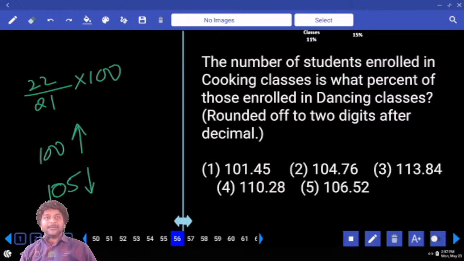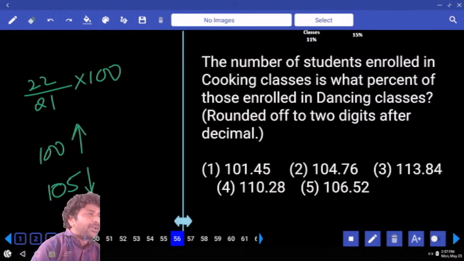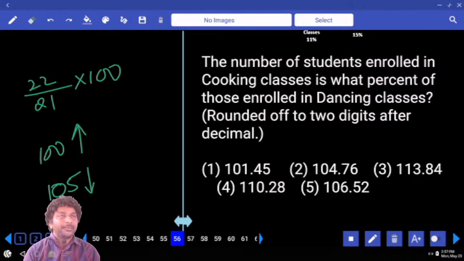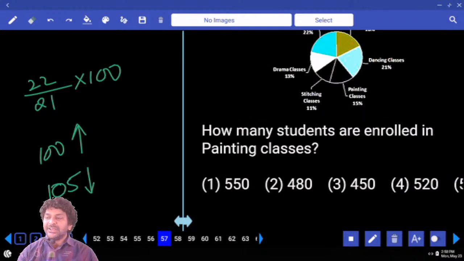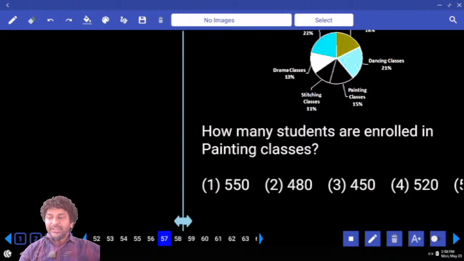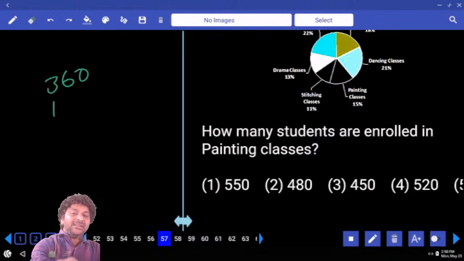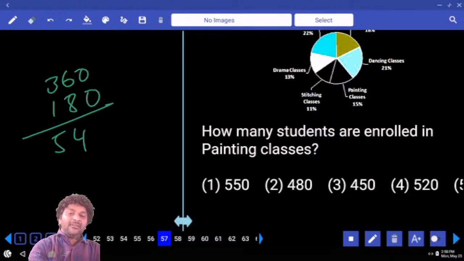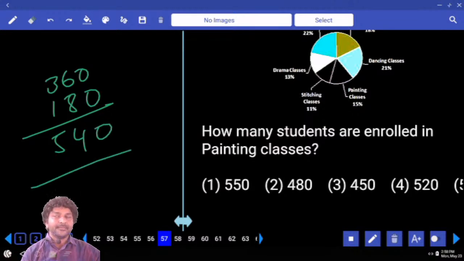Look at your options. More than 100, less than 105, but should be close to 105. How many options? Only one. Second, final. Are you done? How many students are enrolled in painting classes? Painting, what percent is there? 15%. Of which number? 3,000. 10%, 5%. Total? Come on, 540.